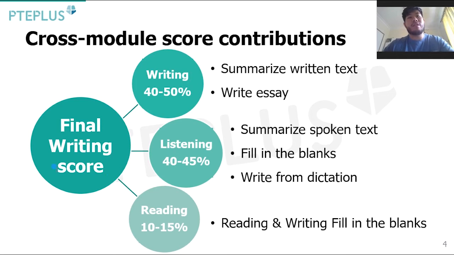You can see here that the final writing score is comprised of 3 different sections. We've got the writing for 40 to 50%, we've got the listening from 40 to 45%, and we've got the reading from 10 to 15%. In terms of writing, it comes from the summarized written text question and write essay question. In terms of listening, it comes from your summarizing spoken text, fill in the blanks, and write from dictation question types. In terms of reading, it comes from your reading and writing fill in the blank section type.